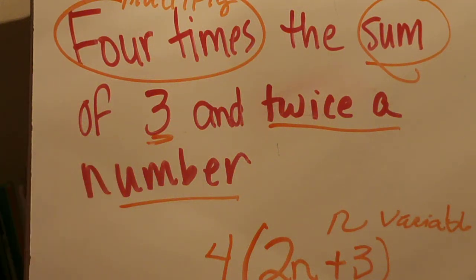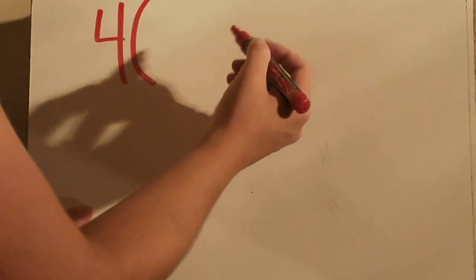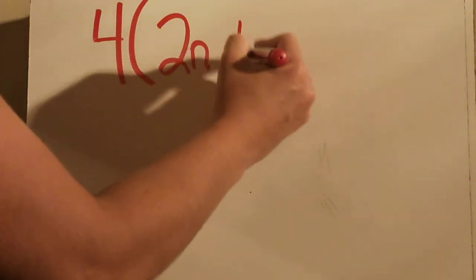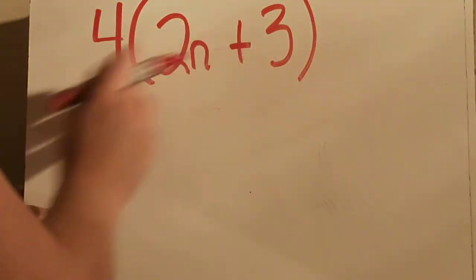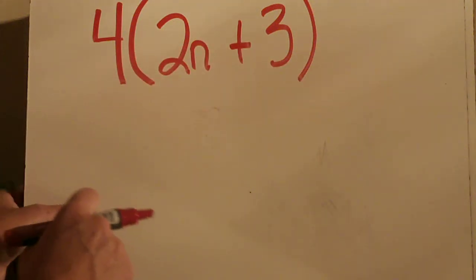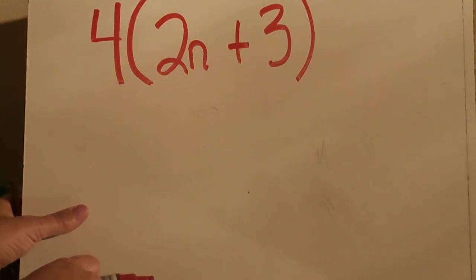On the next slide, I'm going to rewrite this. So we have 4 times the sum of 3 and twice a number. So we have twice a number plus 3. We have 4 times the sum of twice a number and 3. We're going to use the distributive property to simplify this expression.